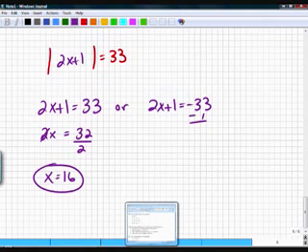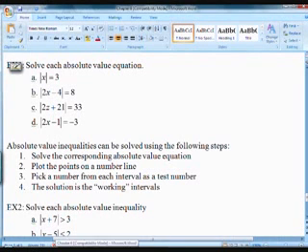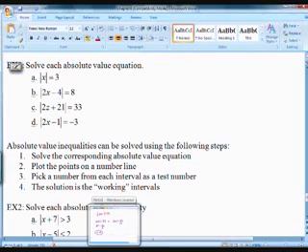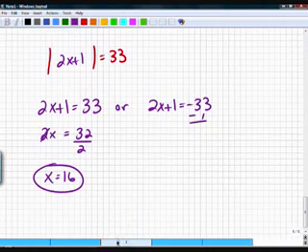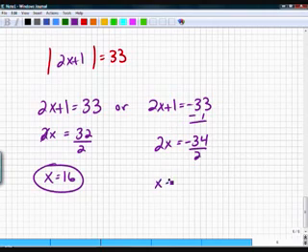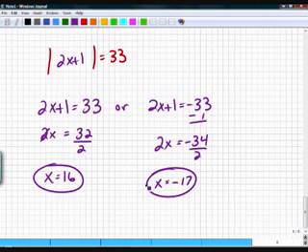Yes, ma'am. I'm on C, I think, maybe. Yeah, I put an x instead of a 2. Oh, it's supposed to be 21. Okay, we'll solve this one, then we'll work that one. So 2x plus 1 equals negative 33, so that means 2x would equal negative 34. Divide by 2, you get x is negative 17. I did write down the wrong problem.